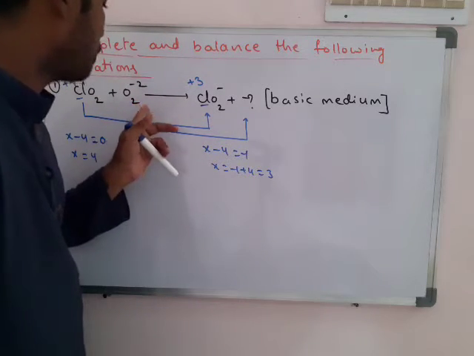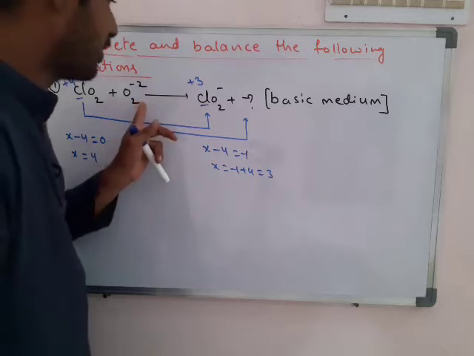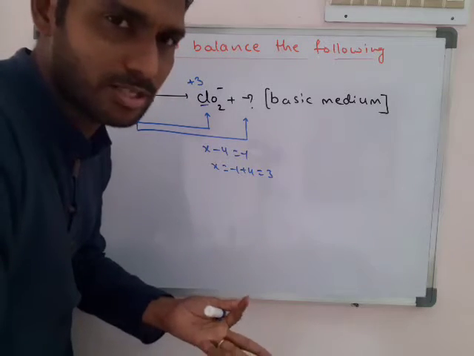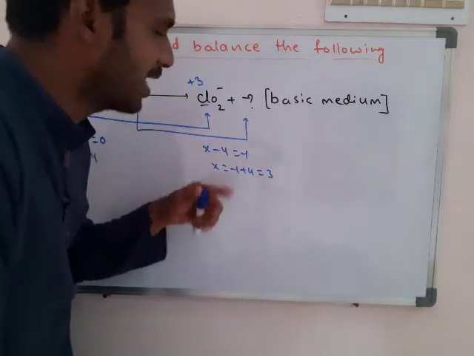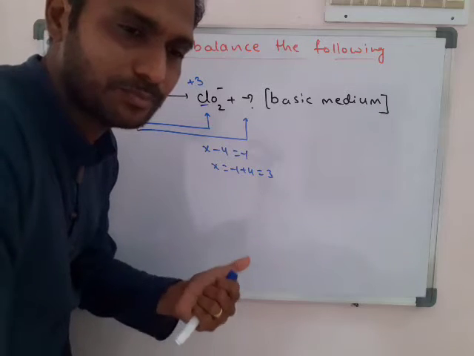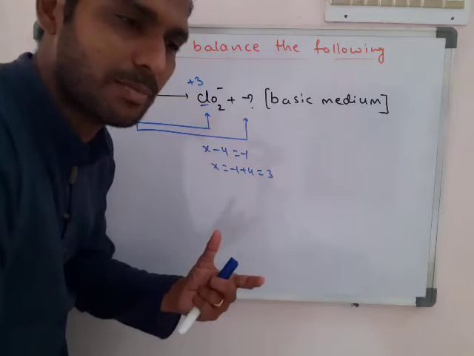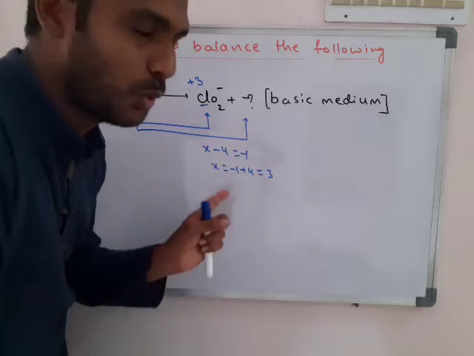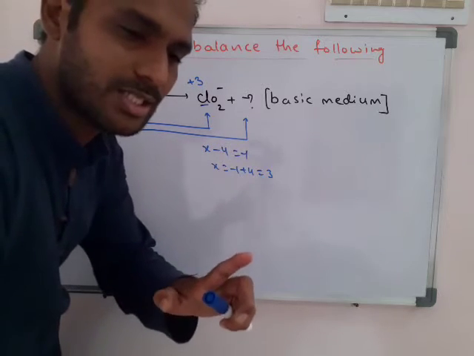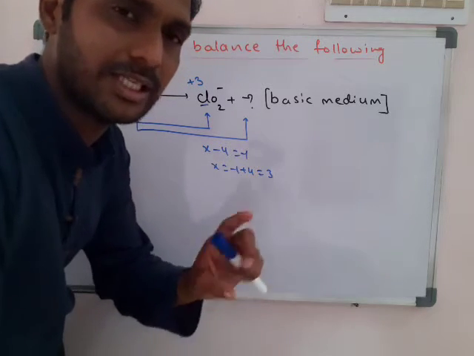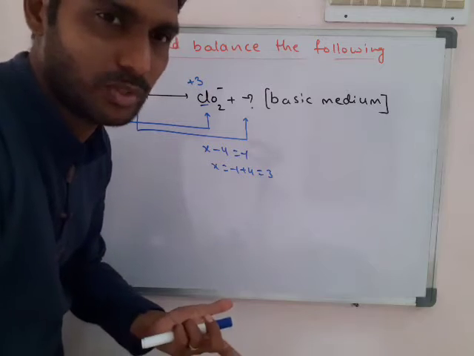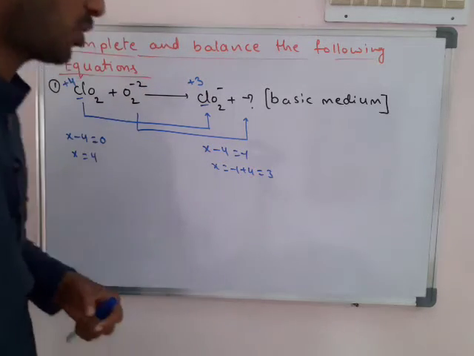Then what about this O2 2-? So chlorine reduces and then automatically O2 2- should be oxidized. The oxidation possibility of O2 2- is just O2. The oxidation possibility of O2 2- is into oxygen. Okay, there are no other possibilities for oxygen.